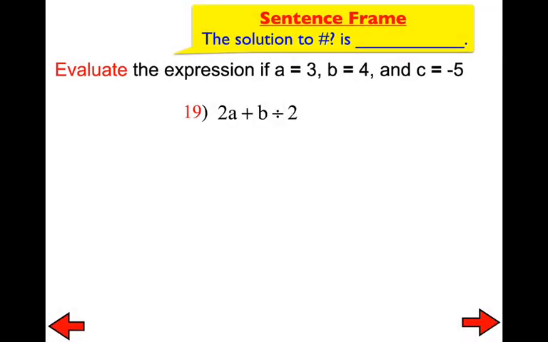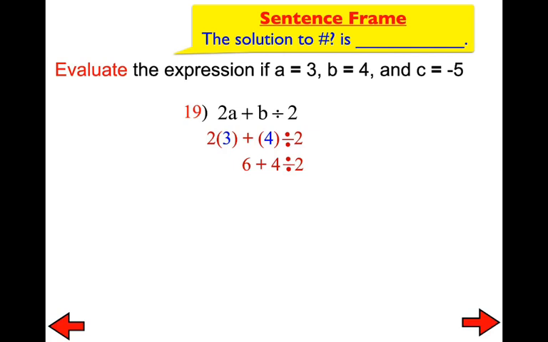All right. Everybody try number 19. Pause the video, then play it when you think you have the correct answer. All right, so we have 2a plus b divided by 2. So we'll replace a with 3 and b with 4, and then follow the order of operations. So we should do the 2 times 3 first. Now here's the tricky part. 6 plus 4 divided by 2.